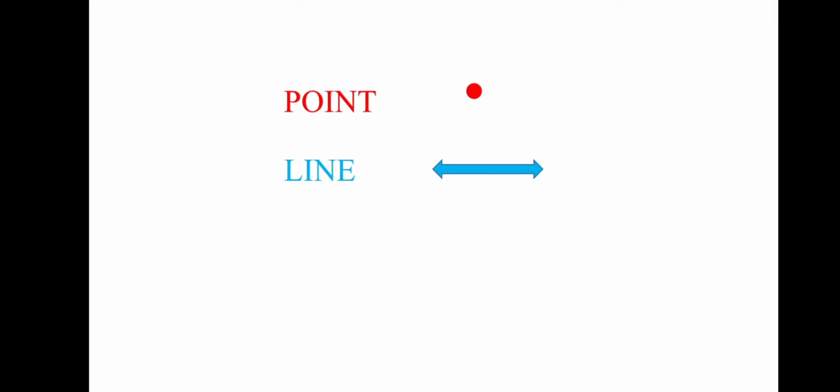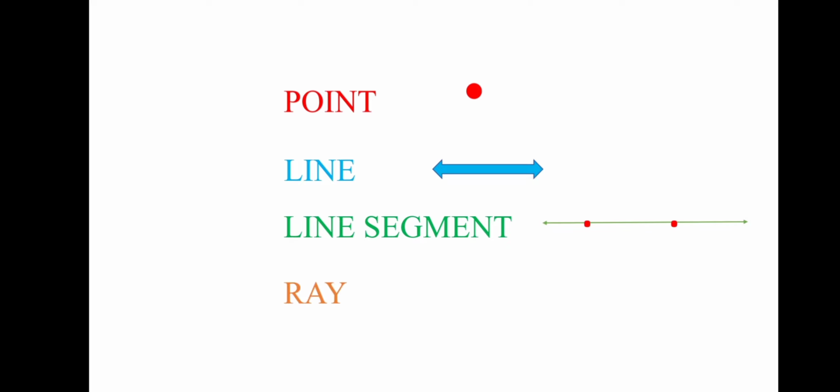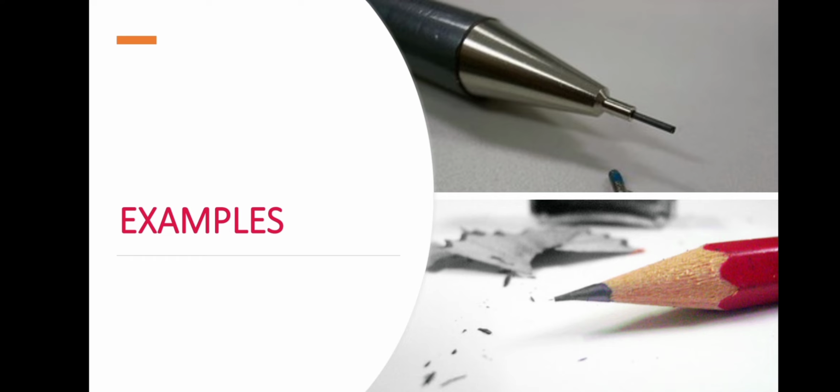Point. We can represent the point with the symbol dot. Line. We can represent a line with this symbol. We can represent the line segment with this, and this is the symbol of the ray.